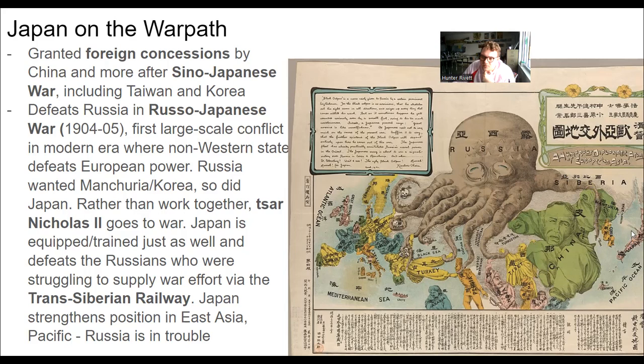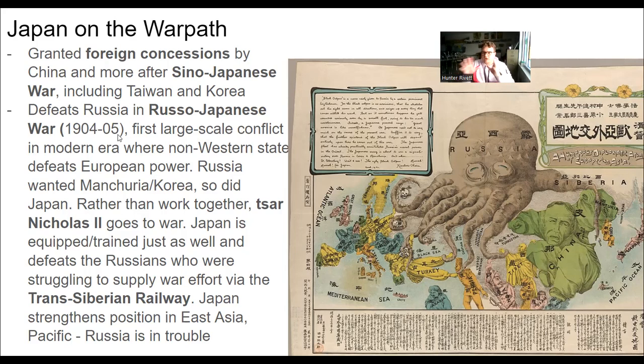Korea's looking towards Japan for help. Oh, we've got to help them, right? And see, that's the thing. Russia's the big octopus. Its tentacles are going everywhere. So is this Japanese cartoon pro-Russia or anti-Russia? Yeah, it's anti-Russia. And so look, Japan's got to step in and save Korea and Manchuria from the nasty Russian tentacle, right? And so that's what happens.